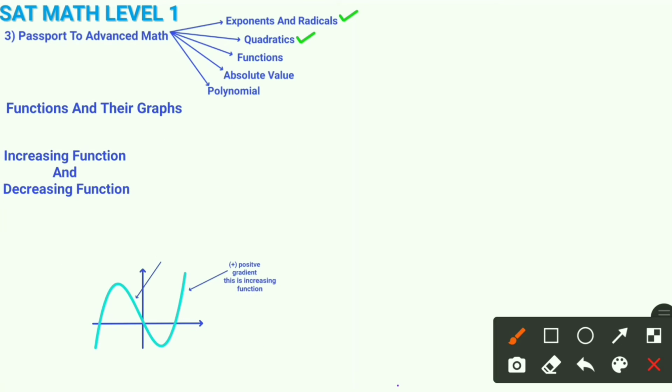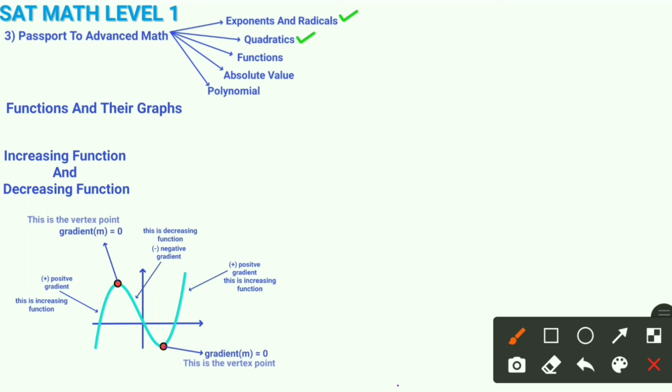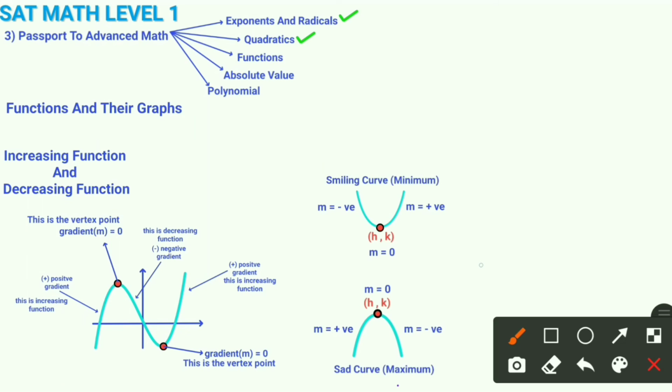Increasing functions and decreasing functions. This is a positive gradient. This is a negative gradient. This is a positive gradient. Since it's a positive gradient, it's an increasing function. It's a negative gradient, a decreasing function.